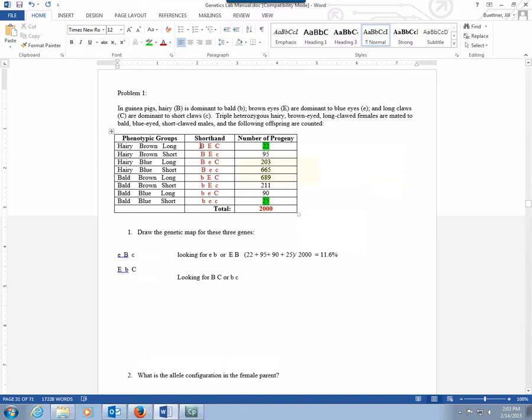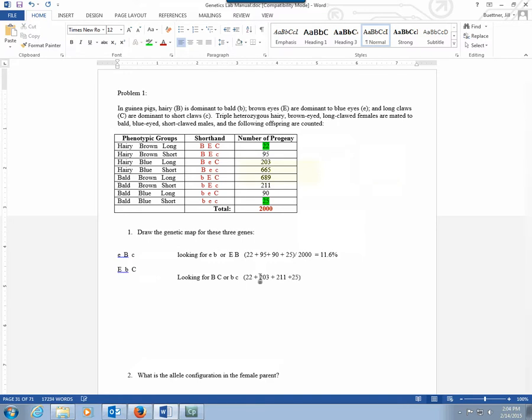So the first one, the 22, is a yes. The second one, 95, is a no. 203 is a yes. 665 is a no. 689 is a no. 211 is a yes. 90 is a no, and 25 is a yes. So you end up with, if you were keeping track, 22 plus 203 plus 211 plus 25.